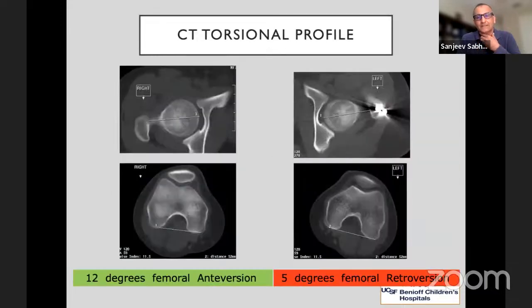So we got a CT torsional profile. You could argue that you don't even need this. You know it from clinical exam, and I think that's fine too. But if you have the resources and want to document the exact amount of malrotation compared to the other side, while CT scan is not perfect, I think it'll give you one more measure, so you can add that to the equation when you're trying to derotate the femur.